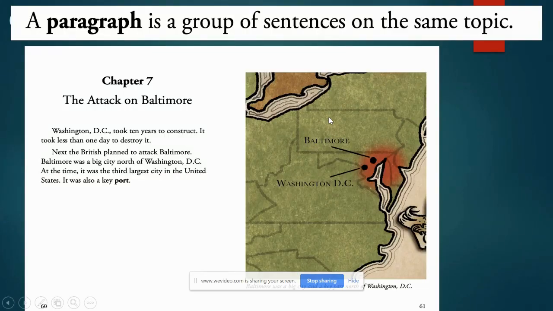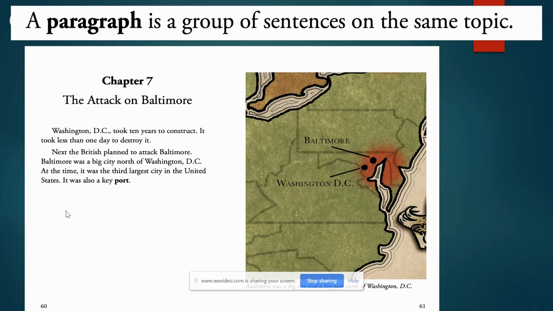Now, once again, as a reminder, a paragraph is a group of sentences on the same topic. The beginning of a paragraph is indented, and every paragraph begins on a new line. Let's go ahead and count the number of paragraphs on this page. Notice that there is an indented space at the beginning of this paragraph and an indented space at the beginning of this paragraph. Because there are two indented spaces, we see that there are 1, 2 paragraphs on this page.